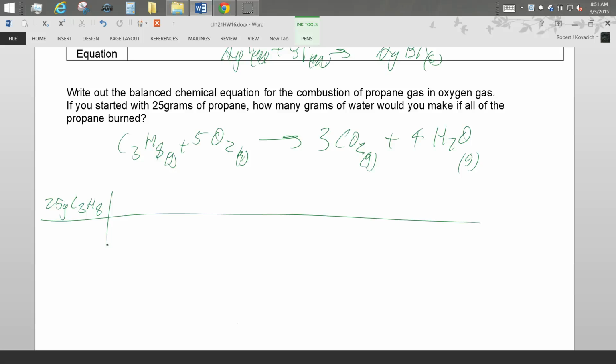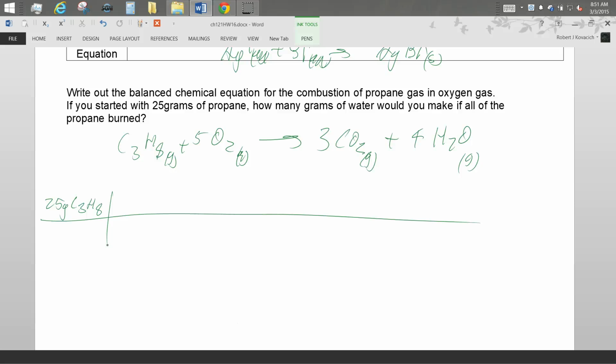Say again? Do you have propane actually there? No, I already said we have 25 grams of it there. But what haven't I talked about being there? I haven't said anything about the oxygen, right? So with a question like this that doesn't mention any of the other reactants, the question is saying you have to have enough of that reactant.